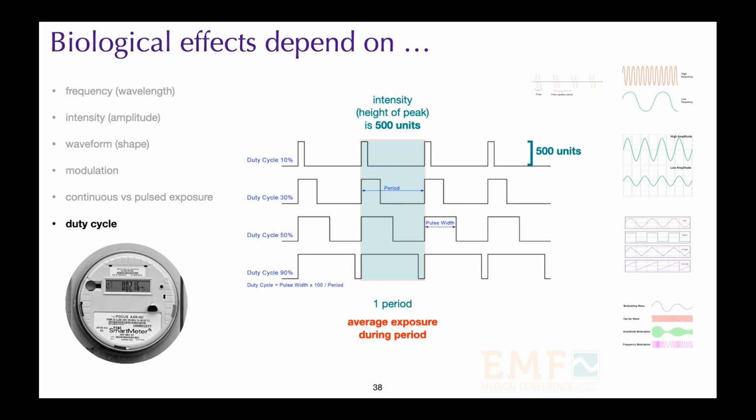The intensity of a signal is averaged over the entire period and hence gives a much lower reading than the peak value. So for a 10% duty cycle, 10% of 500 is 50 units, and that is how engineers would calculate exposure. At 30%, the exposure would be 150 units, etc. All of these values are less than the actual peak value during the period, and remember that living organisms respond to extremes and not averages.